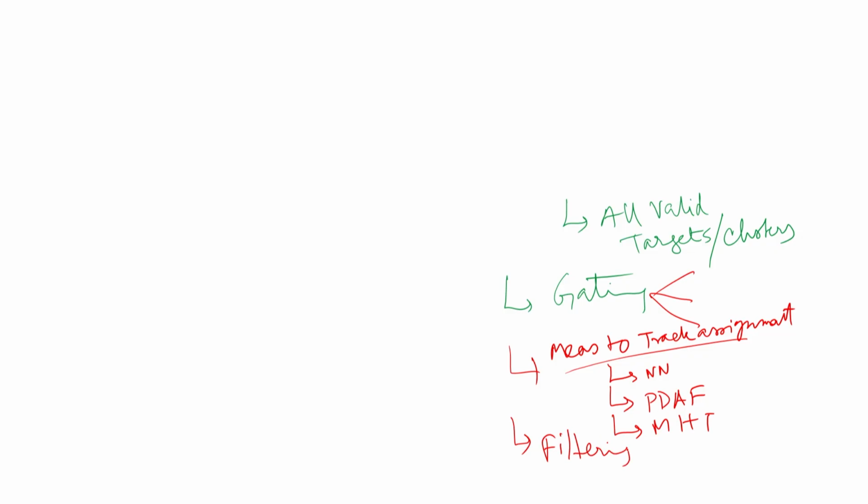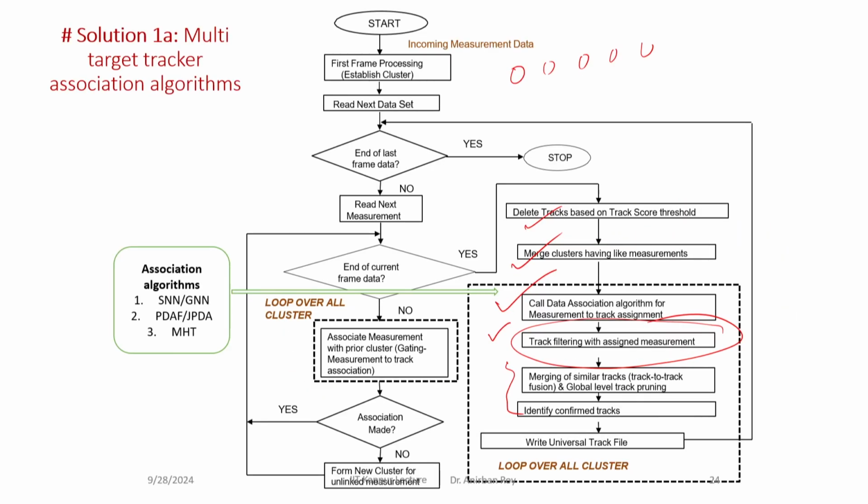Once the filter is updated, I will maintain my track file. I will write the data into my track file, and in between I will perform track deletion, track merging, and keep constraints like maximum number of tracks and maximum number of new tracks, so that my tracks do not get infinitely large. So, this is what the flowchart is all about.